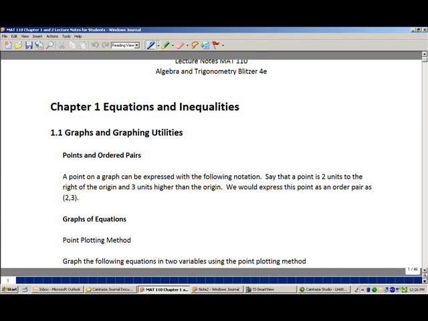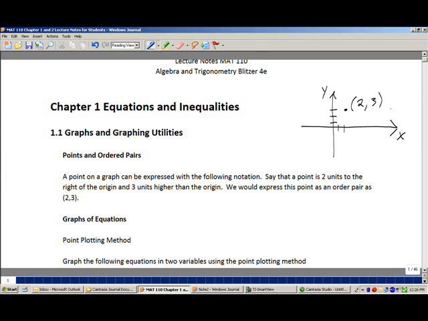A point on a graph can be expressed with the following notation. Let's say that we have a point 2 units in the right direction from the origin and 3 units higher than the origin, and we would express this point as an ordered pair as (2, 3). On a graph we would put our x and y coordinates, and we would come 2 over on the x and 3 up on the y, so that point right there would be (2, 3).